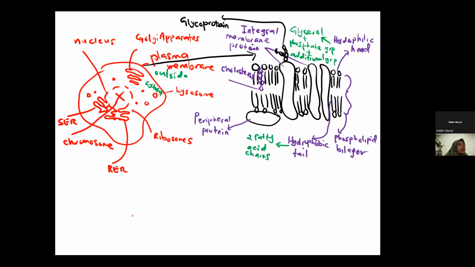Okay, and also there are carbohydrate chains, rantaian carbohydrate yang melekat kepada phospholipid. So dia carbohydrate, dia adalah carbohydrate. So depan dia perkataan glyco, tapi dia attach kepada phospholipid. So namanya glycolipid. Okay.